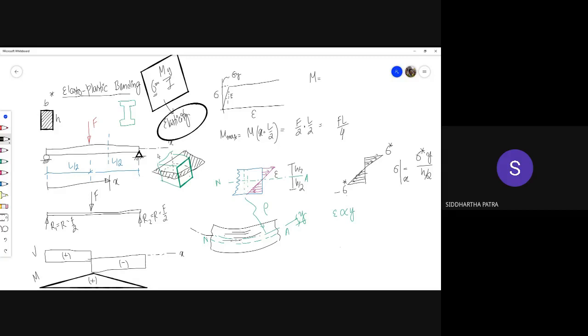I mean, you are supposed to solve problems, right? You are supposed to do math. And unless you know the expression, you cannot do that. Simply saying vague answers like there would be yielding or there would be plastic deformation is not going to serve anyone. It's not a viva.